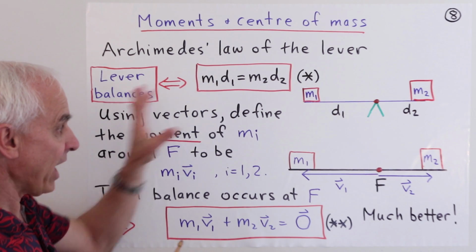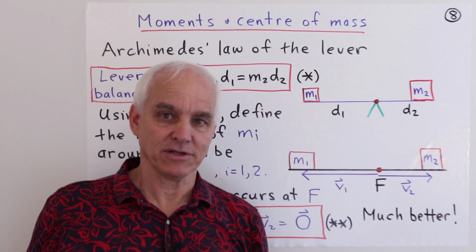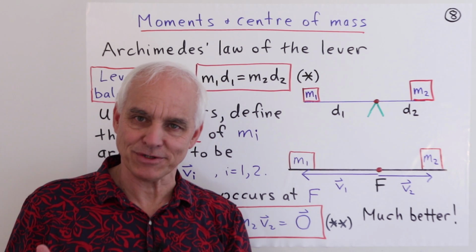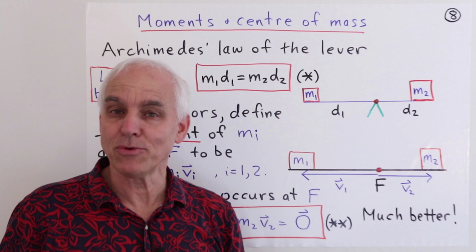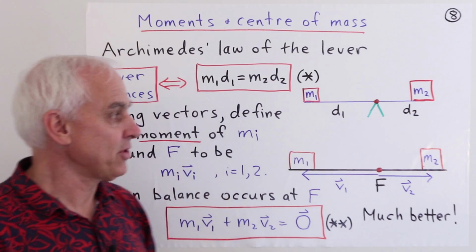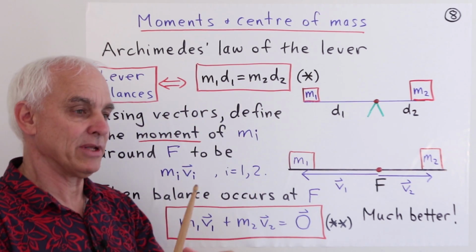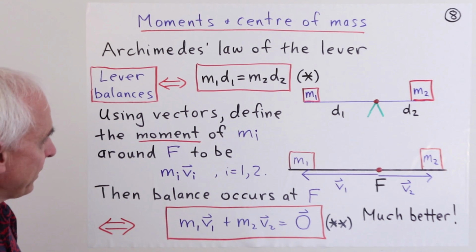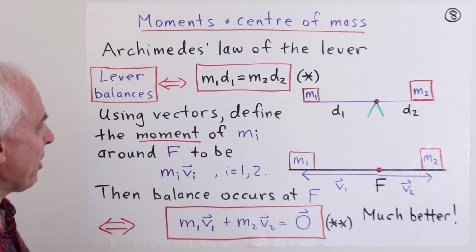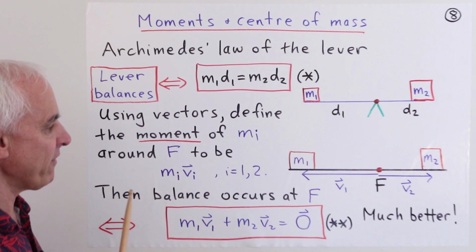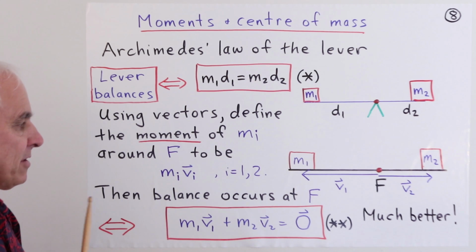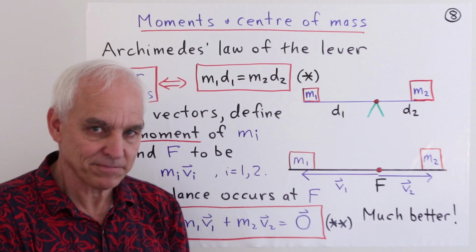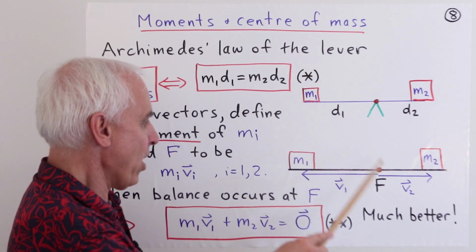Now we're going to look at this 2,300-year-old relation from a very modern point of view using vectors. It turns out that the language of vectors is ideally suited to not just reframe this, but actually to allow a broad extension of this principle. So the key idea is to think about something called the moment of a mass around a point. So let's call this point F for fulcrum. And we have these two masses, M1 and M2.